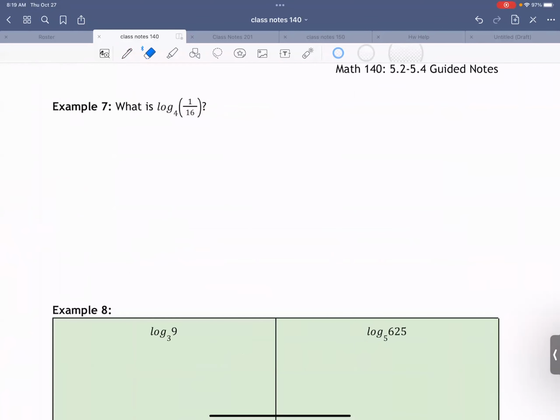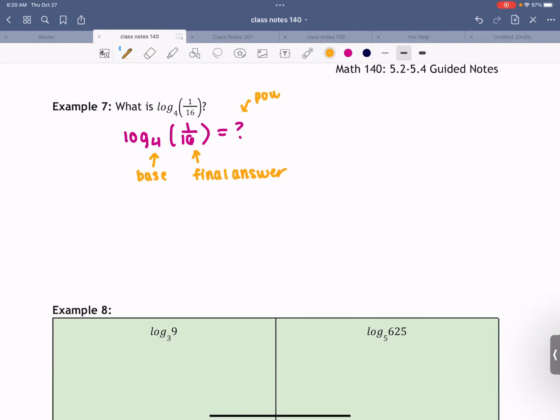All right. Example number 7. We want to find log base 4 of 1/16. So rewriting my question, this is telling me to do log base 4 of 1/16, and it's asking me what that number is. Let me just label everything so we're on the same page. 4 is what we call the base. 1/16 is our final answer. And the thing at the end is always the power, right? How can I rewrite this in exponential form?